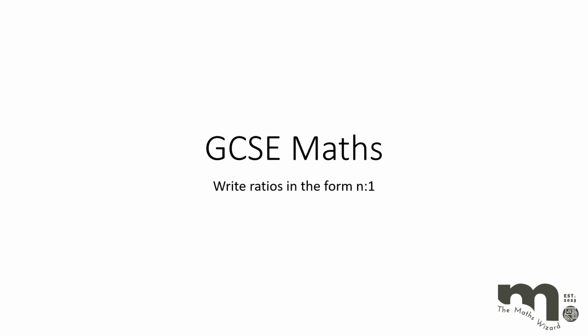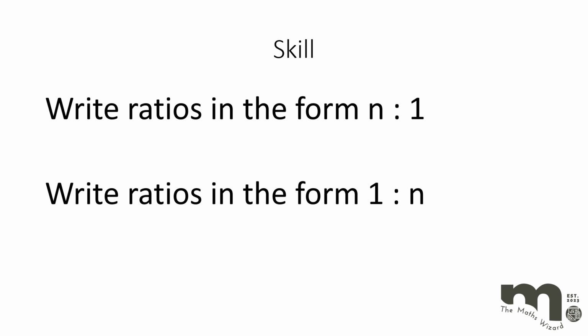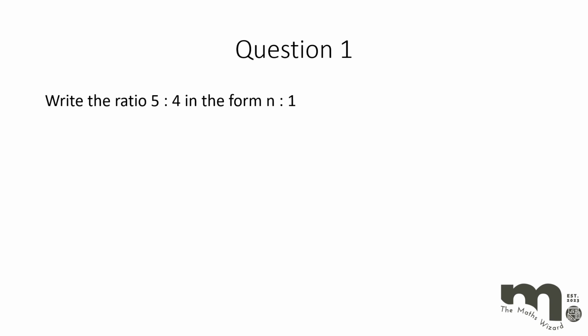Today we're going to be taking a look at writing ratios in the form n to 1, and also the other way around, which will be in the form 1 to n. So we're just going to do 3 quick questions around this. Your first question is here. Write the ratio 5 to 4 in the form n to 1.